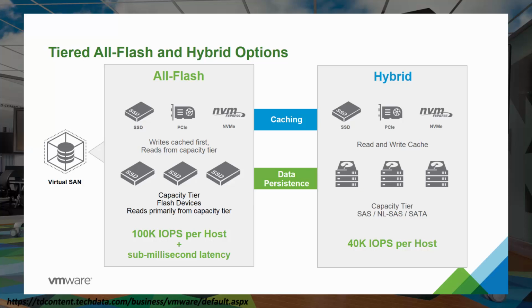Since this architecture utilizes only flash devices, it delivers extremely high IOPS of up to 100K per host, which also have predictable low latencies associated with them. In the hybrid architecture, traditional magnetic disk hard drives are used for the persistent data tier. In this type of architecture, you can get up to 40,000 IOPS per server host.